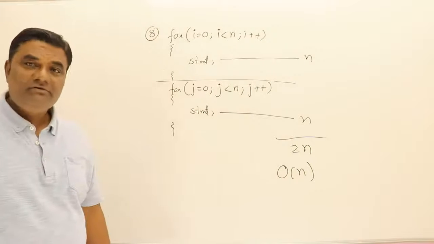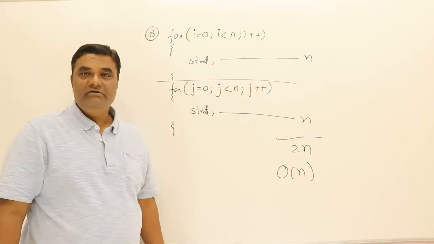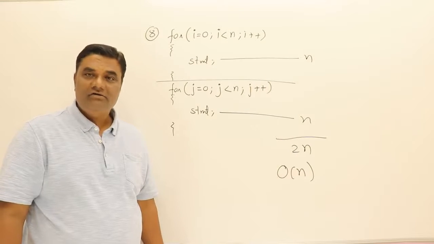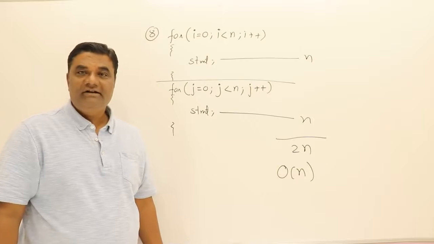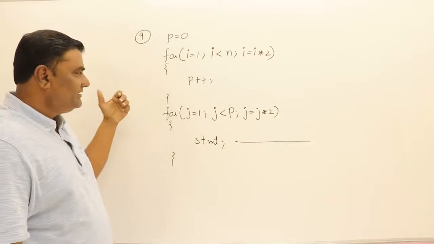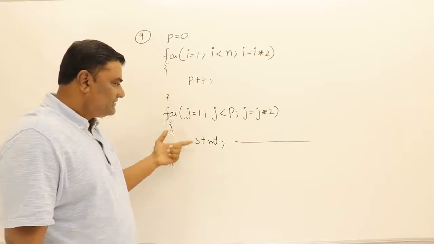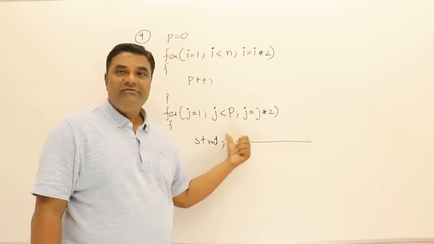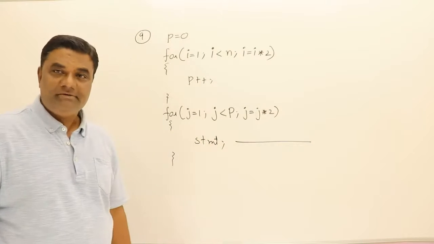So this is an independent loop and the time is order of n only, n plus n, that is order of n. It's not n square. Now next one, I have 2 loops here, independent loops. This next loop, I have to find out what is the time taken by this statement.